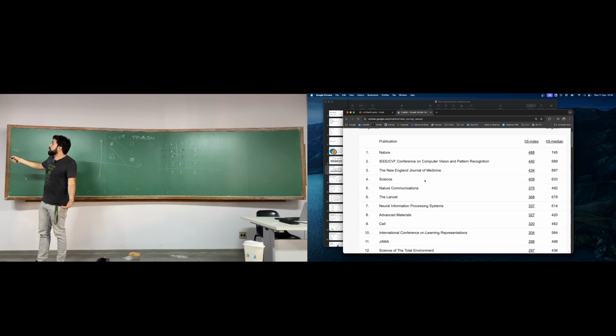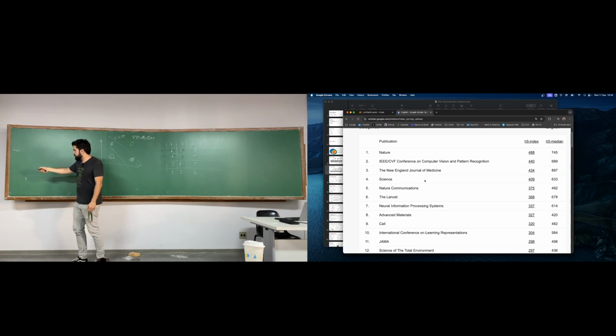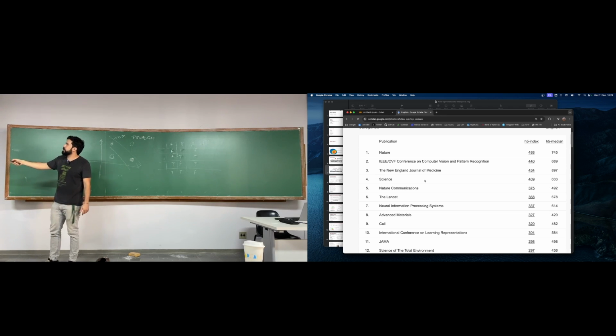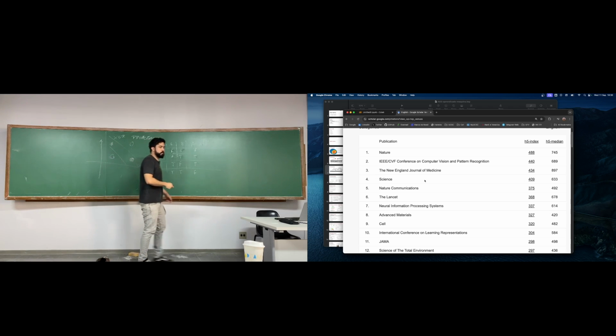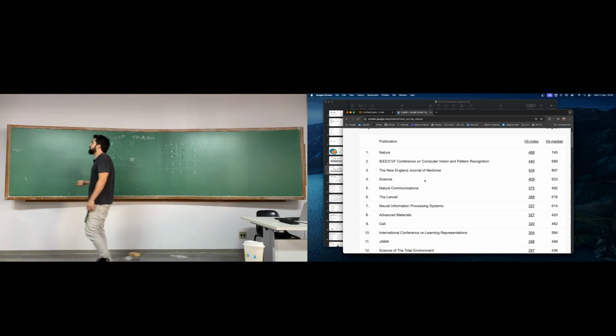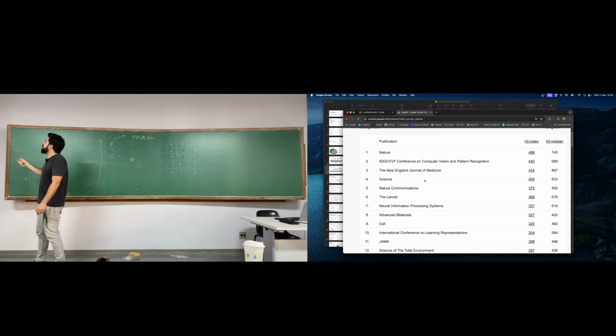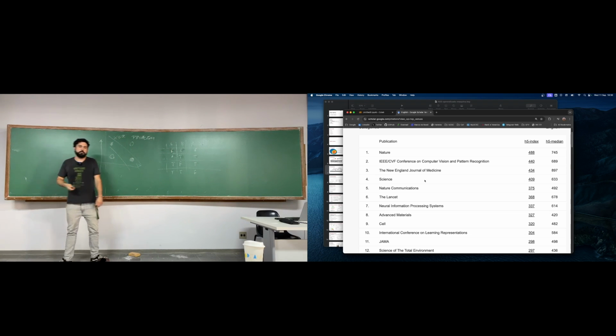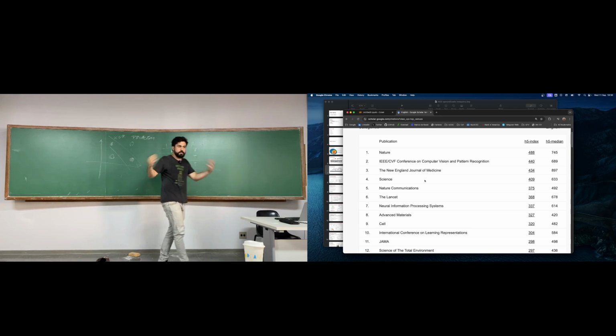So if you look at the top 10, we have ICLR here, the International Conference on Learning Representations, which is a deep learning conference. Neural Information Processing Systems, NeurIPS, is a deep learning conference. So in the top 10, we actually have 3 deep learning conferences. And this is among all sciences, not inside computer science only. So here you can see how big the impact of deep learning is in science as a whole.